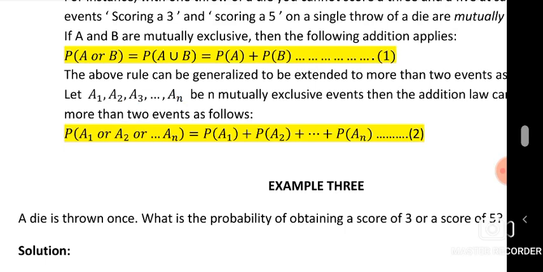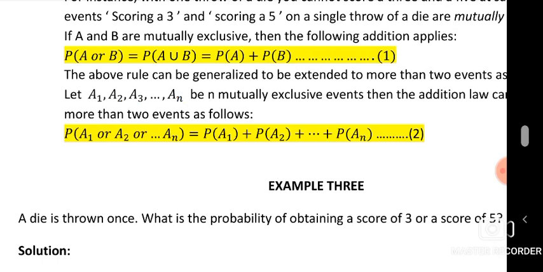A die is thrown once. So you're being asked to find the probability of obtaining a 3 or a 5. Is it possible to get 3 and 5 at the same time? No. If you have really followed, this is an application of mutually exclusive events. Why do I say that?